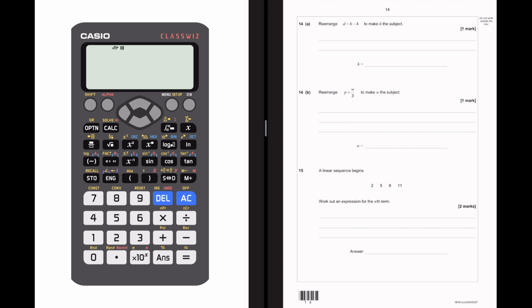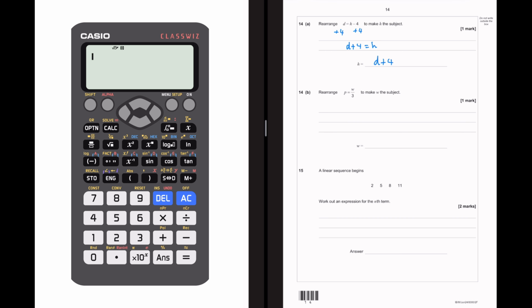So what we're going to do is move all of the terms that aren't H to the other side. In this case, we've only got this negative 4 on the right hand side. So if we do the opposite and add 4 to both sides, we'll get D plus 4 is equal to H. So D plus 4 is the final answer.